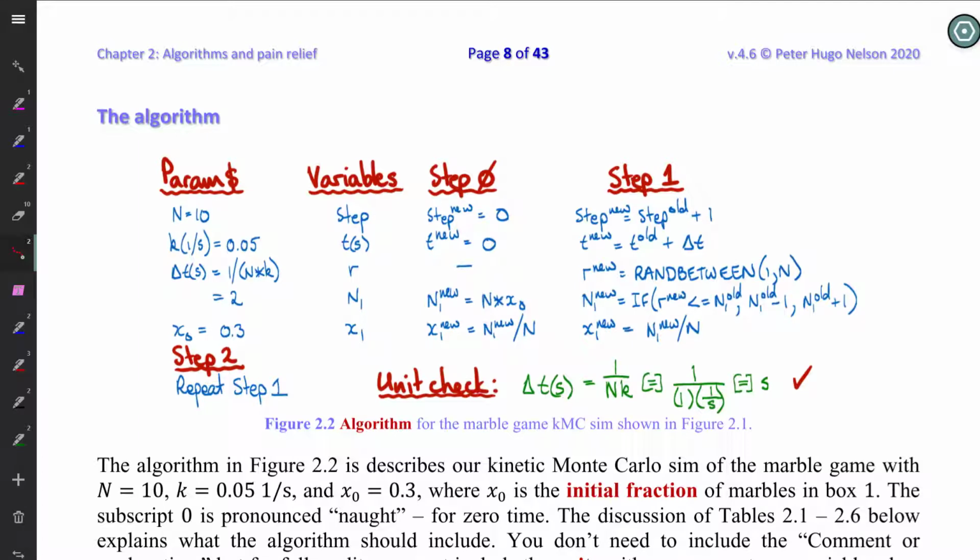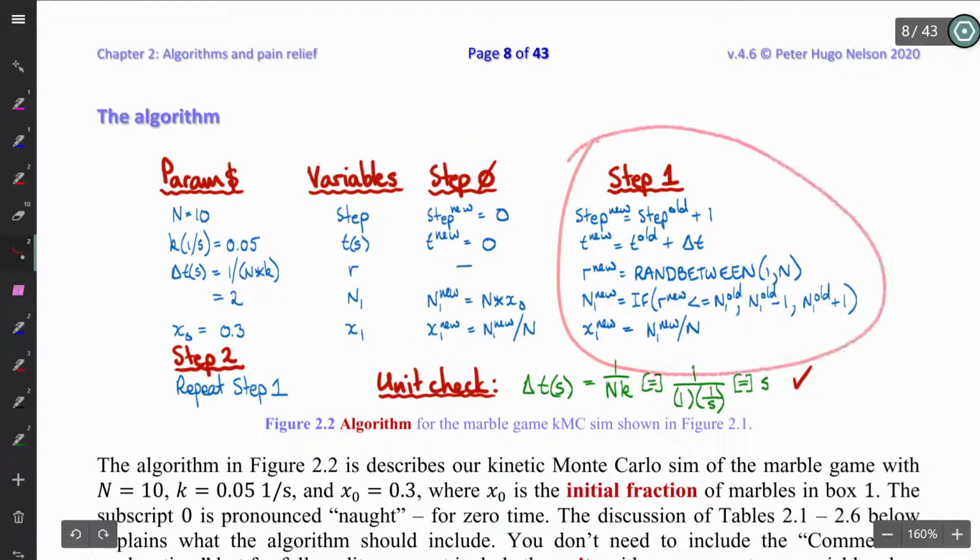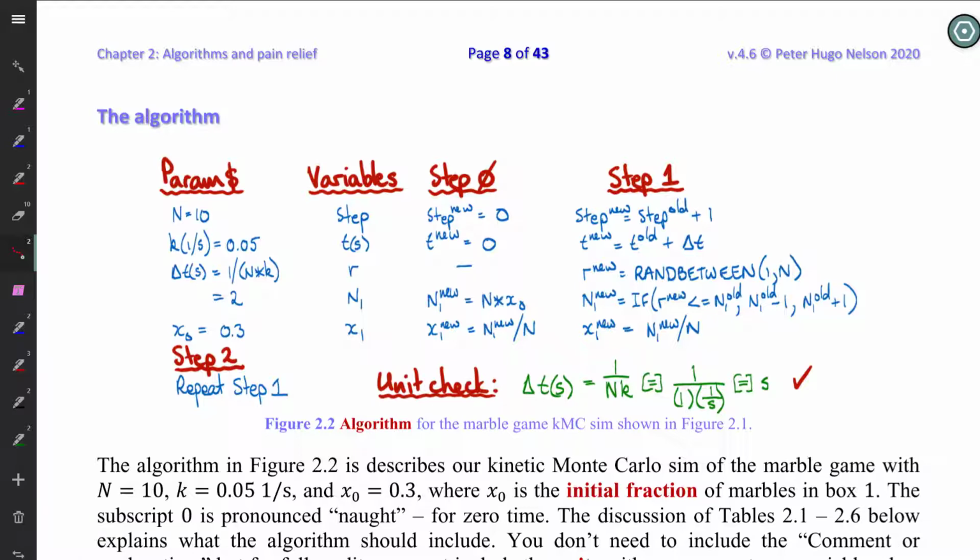Chapter 2 is primarily about introducing students to the idea of writing an algorithm. And so here's a handwritten algorithm. It has various features. The parameters column here are the constants for the simulation. Then we have variables, which become columns in the spreadsheet. Step 0 is setting up the simulation, and step 1 is the main part of the algorithm that's repeated in each row of the spreadsheet.